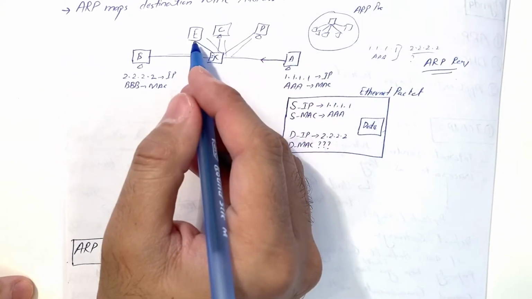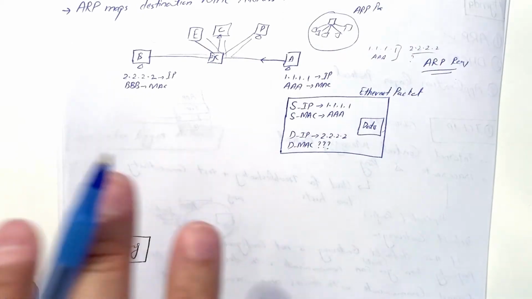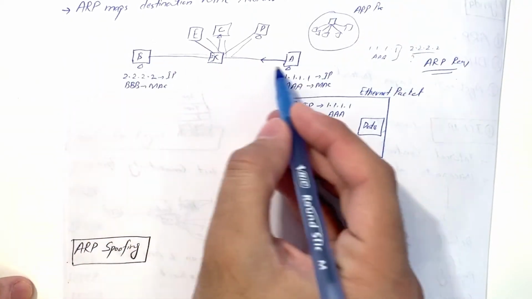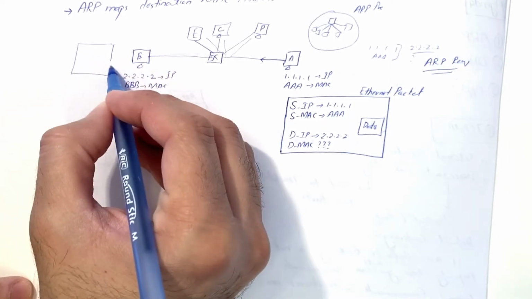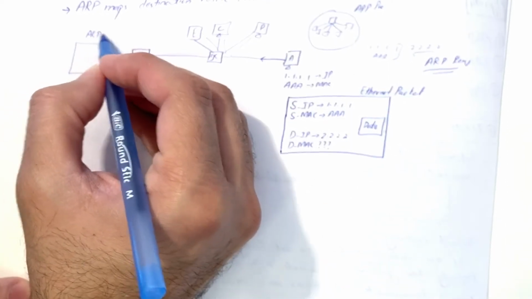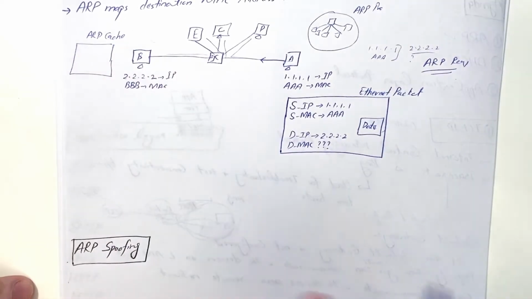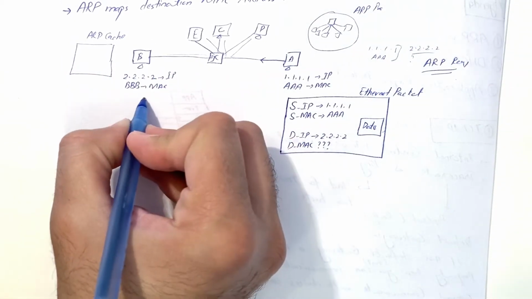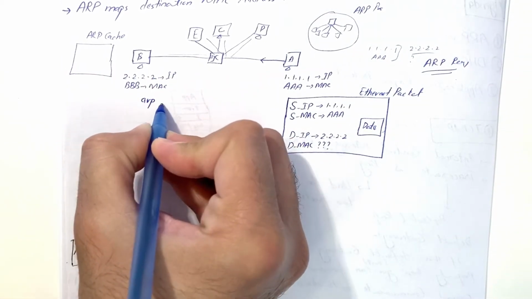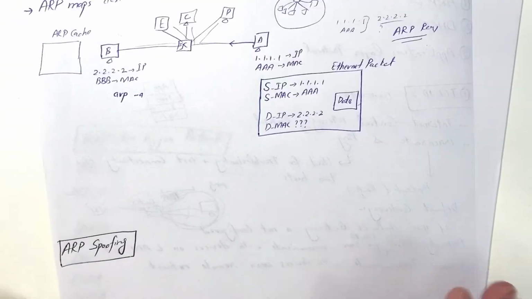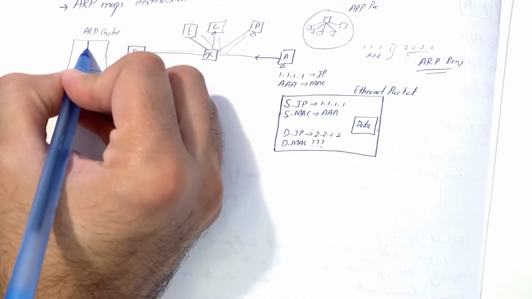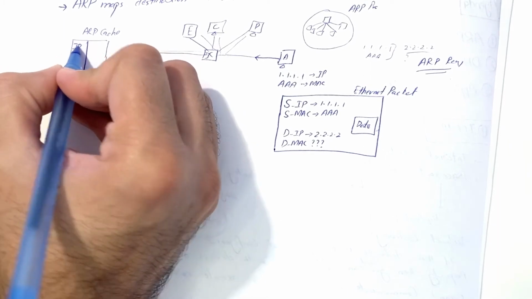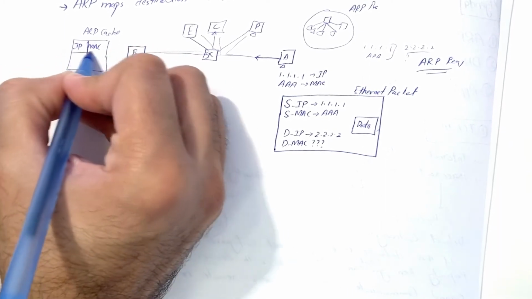Now everybody will receive it. All the computers on the network will receive it. B will also receive that request. When B receives that request, B will update its ARP cache. This is called the ARP cache, a kind of storage. If you want to see your ARP cache, open your command prompt and type arp space -a. In the ARP cache you have the IP addresses and the MAC addresses of the devices in your network.